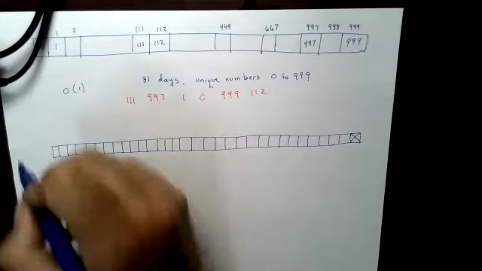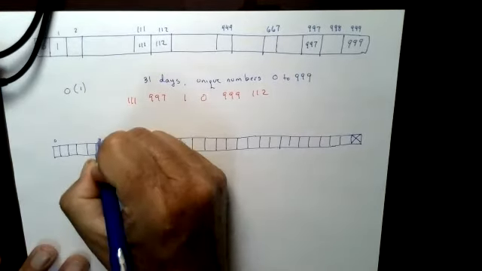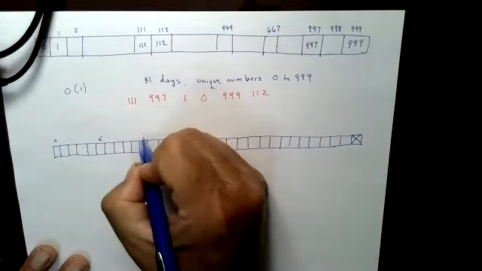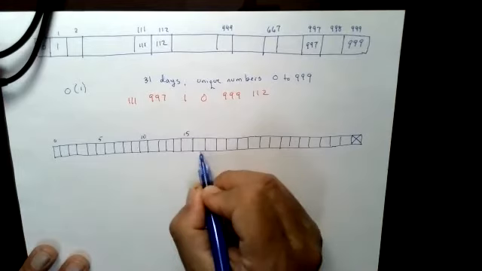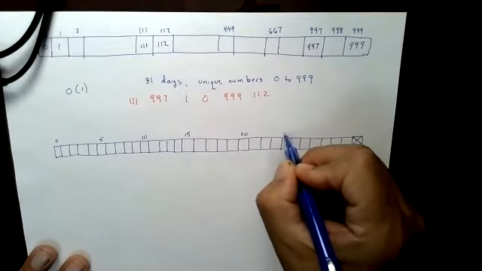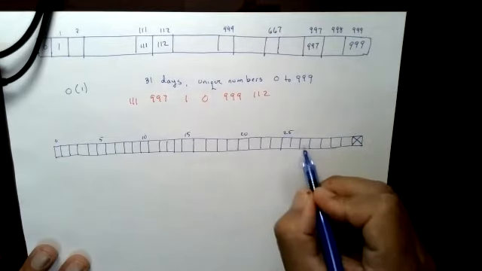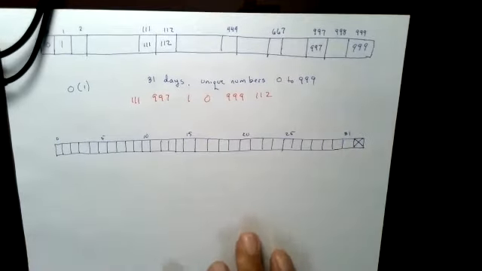True that. Okay. This is location 0, 1, 2, 3, 4. This is 5, 6, 7, 8, 9, 10, 11, 12, 13, 14, 15, 16, 17, 18, 19, 20. 21, 22, 23, 24, 25. 26, 27, 28, 29, 30, 31. I just need it for a reference.